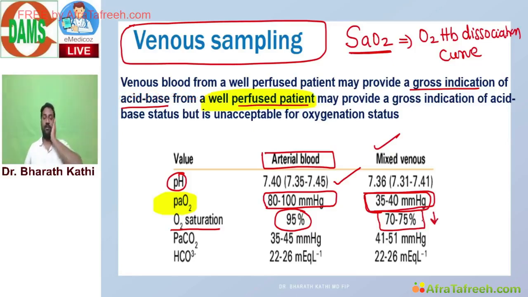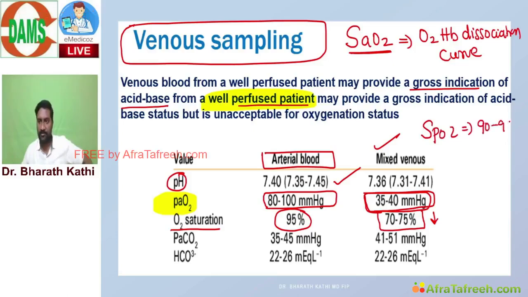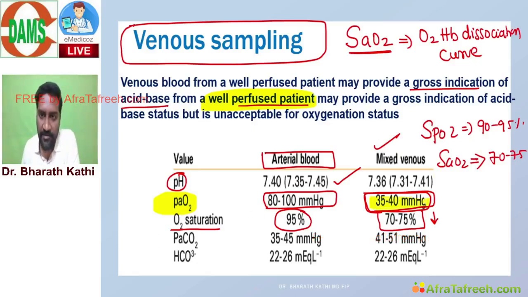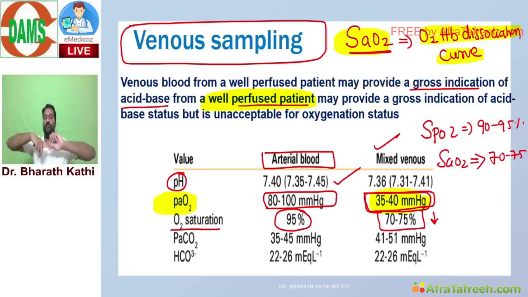Now, how to exactly tell it is a venous sample? Suppose the patient's SpO2 was somewhere 90 to 95, but the patient's SaO2 is 70 to 75. So most probably it is a venous sample, because in a venous sample oxygen will always be less. SaO2 is calculated by the machine using the hemoglobin oxygen dissociation curve, so it will be less. But with a pulse oximeter, SpO2 will be more. When you see this difference, most probably you are dealing with a venous sample.